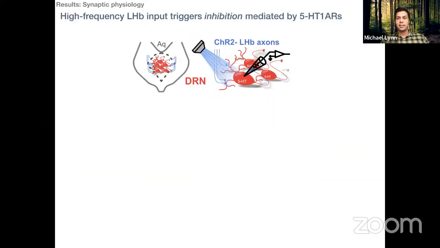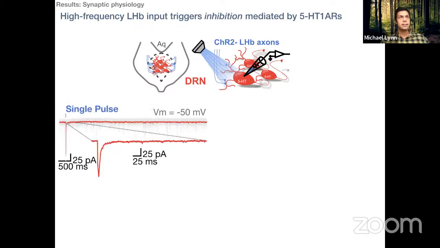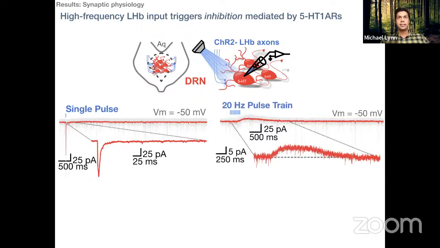But there's actually something really interesting we started noticing, which is when we activate the same pathway at high frequencies, we see something completely different. So again, this is low frequencies. You have this excitation, but high frequencies, this is a separate neuron, actually. What you see is at high frequency stimulation, you see an outward current. So this is an inhibitory current. And if you look at the time scale, it acts over almost a second.